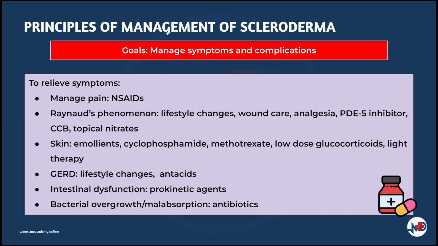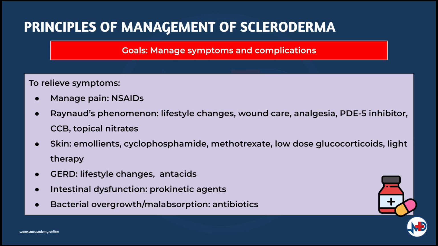Emollients can relieve itchy dry skin. Cyclophosphamide can treat skin thickening. Low-dose glucocorticoids can be used for pruritus and stiffness. Patients with GI symptoms such as gastroesophageal reflux disease should be advised on lifestyle changes such as avoiding eating 2 to 3 hours prior to bed, avoiding caffeine and carbonated drinks, as well as elevating the head after meals.